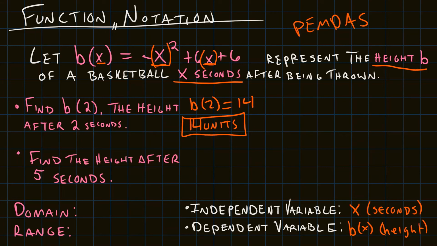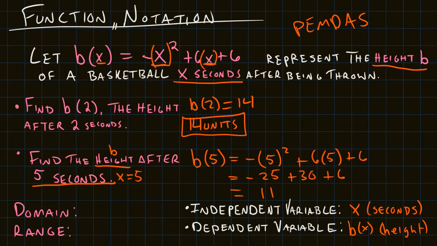Really what this is asking us, since we're trying to find the height after 5 seconds, means that x equals 5. Since we're trying to find the height, which is b, we're really being asked what is b of 5. I'm going to go ahead and evaluate using substitution, and after a bit of calculation, we end up with b of 5 equal to 11, which means that after 5 seconds, the ball was 11 units above the ground.